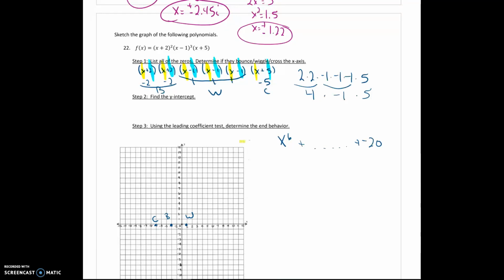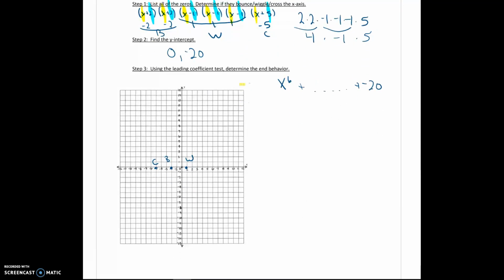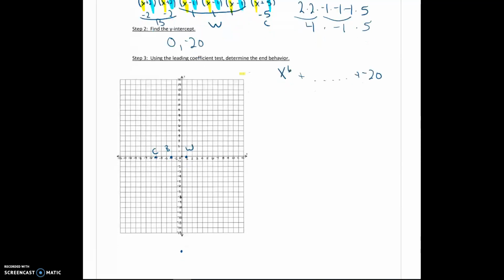So there's my y-intercept. So it doesn't quite fit on the graph, but that's okay. Negative 20. It doesn't quite fit on the graph. I will go ahead and just label that. All right, let's go for these end behaviors. This is going to be a regular u because of the even power is the u, and because there's a positive 1 in front, it's going up.